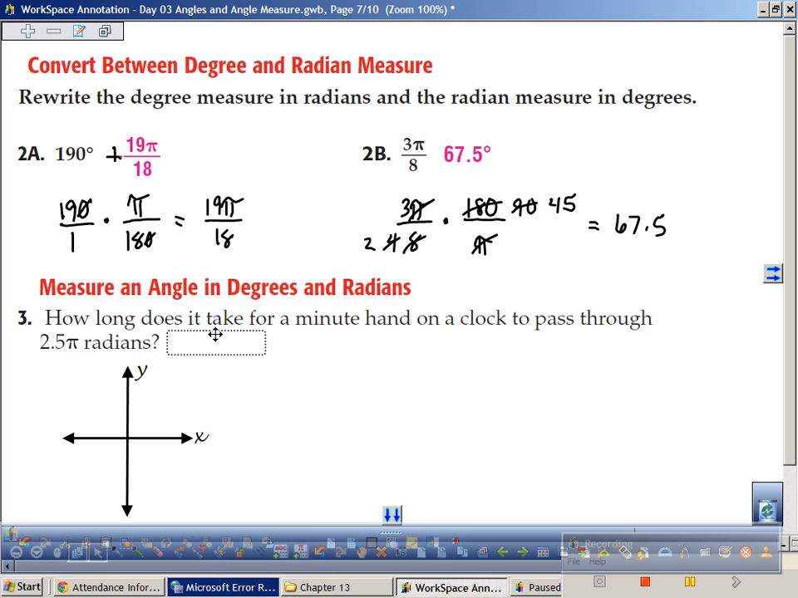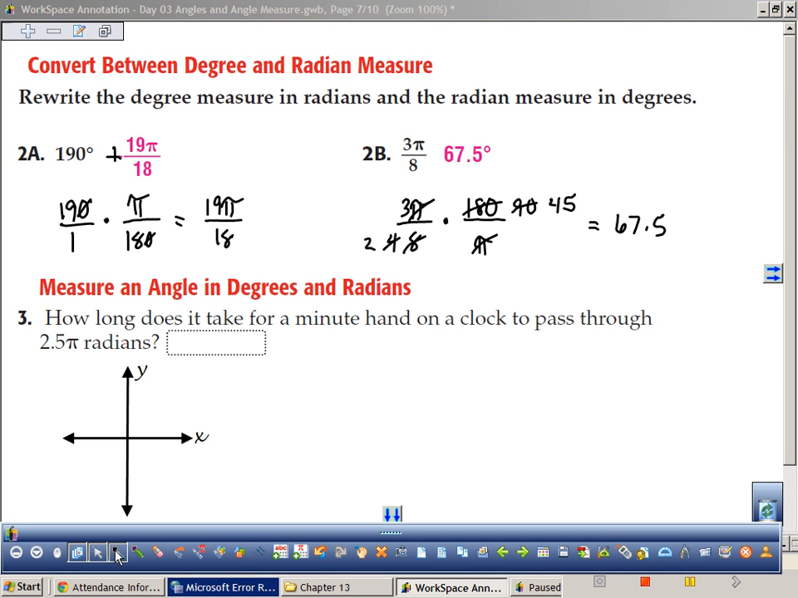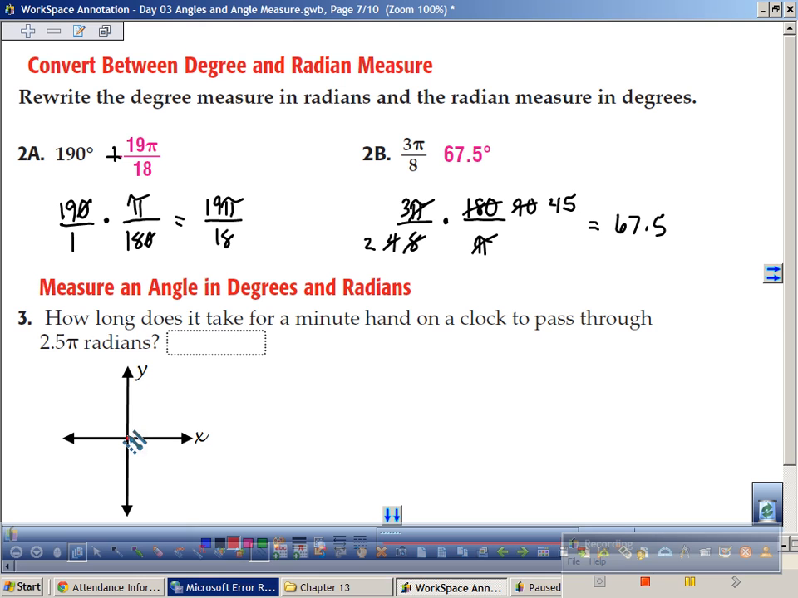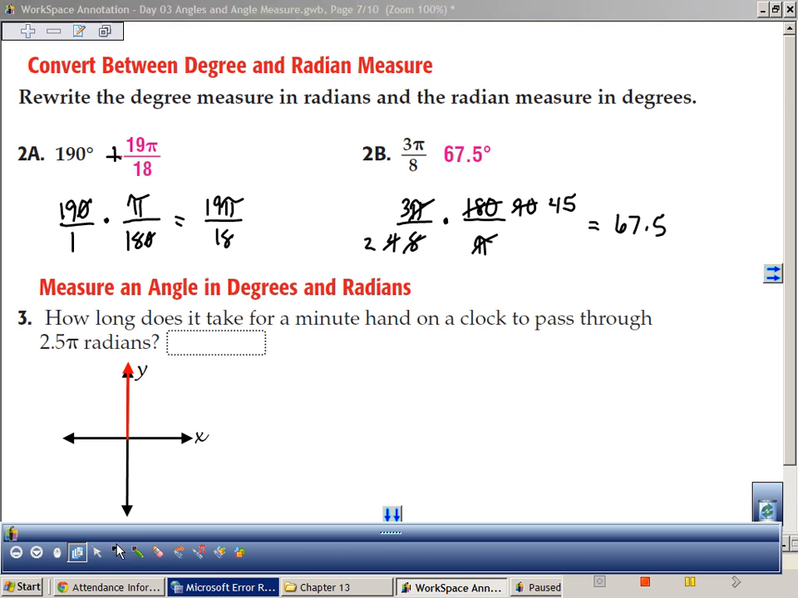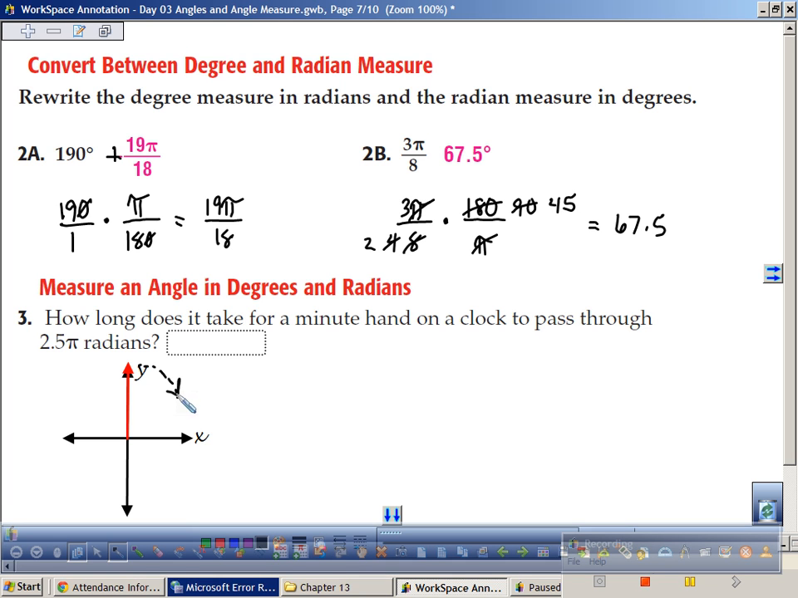Yep. Okay. How long does it take for a minute hand on a clock to pass through 2.5 radians? I love this one because it sounds so complicated, but it's not. Where would I start? Where does the clock start? It starts right there. Which way does it go? In the negative direction, according to this. First of all, it's not standard position, right? Second of all, it's going in a negative direction.